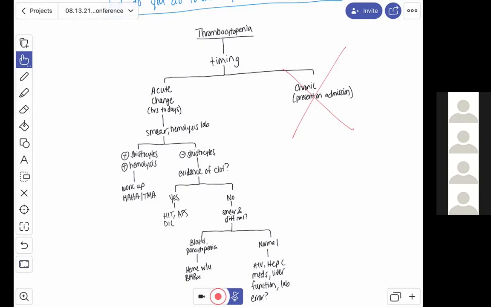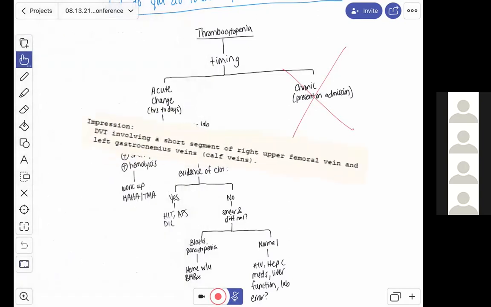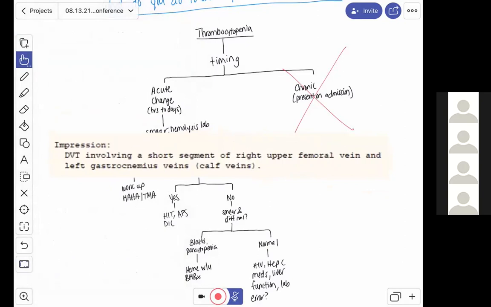We can say, what about a DVT ultrasound, upper and lower extremities, and see what's going on there. Lucky for you, the team did that. And he had a DVT involving his right upper femoral vein and left gastroc vein. So he's got bilateral DVTs. He has new thrombocytopenia. What's our diagnosis here? Or what do we have to do to confirm it? Yeah, so Roxana's saying we have to check that HIT antibody, get him off his Lovenox, and anticoagulate him with something else.